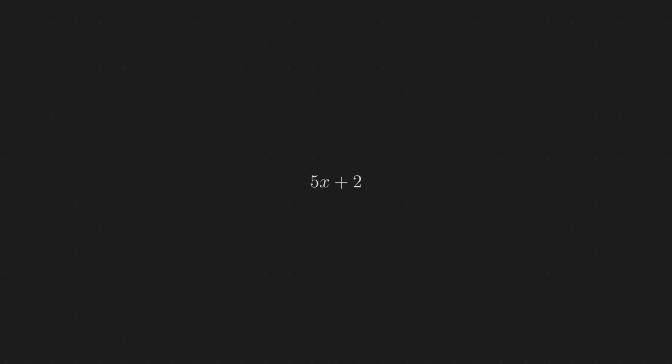When we start stringing these terms together using plus or minus signs, we create an algebraic expression. For example, 3x plus 7 is an expression with two terms. The 3x is a variable term and the 7 is a constant term.